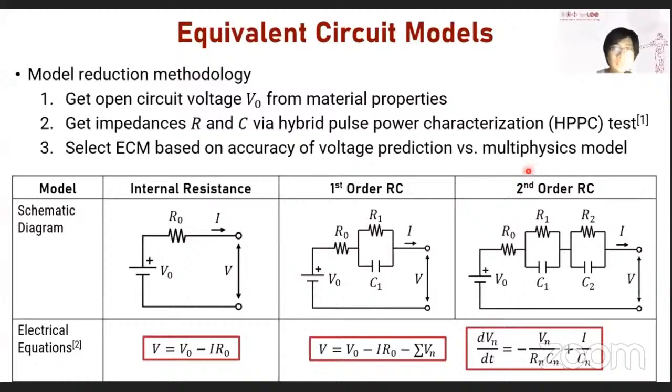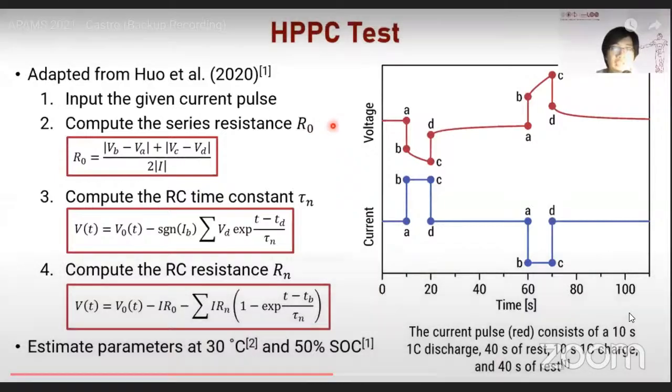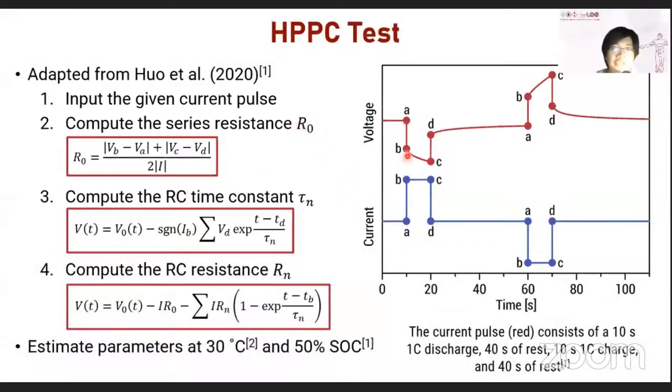Okay. So about the HPPC. First we'll input the current pulse to the multi-physics model. We'll then get the corresponding voltage response. To estimate the series resistance, or R naught, we'll base that on the initial voltage jump upon the application of current.